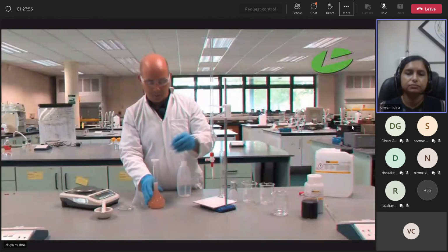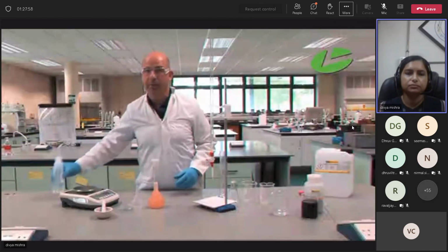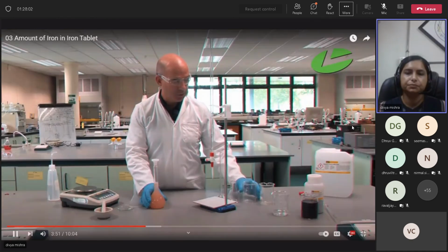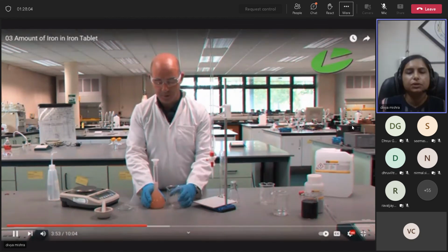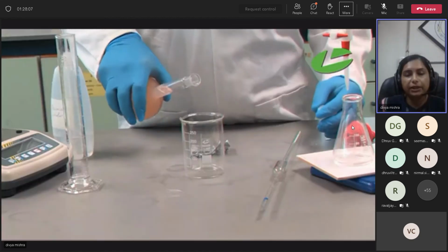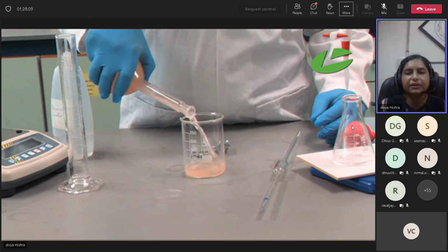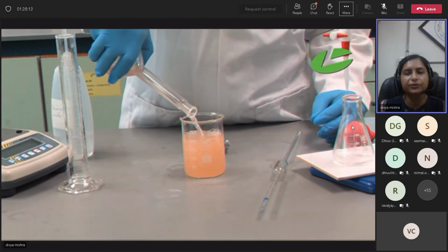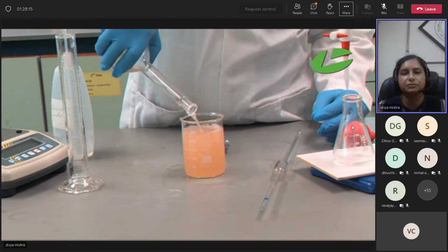Next, I want to take a sample of 25 mL of the iron solution from the volumetric flask. For the titration, the volume will be 25 mL, and so we will perform the calculation for 250 mL because we have prepared 250 mL of solution.